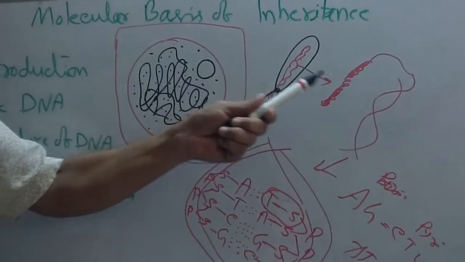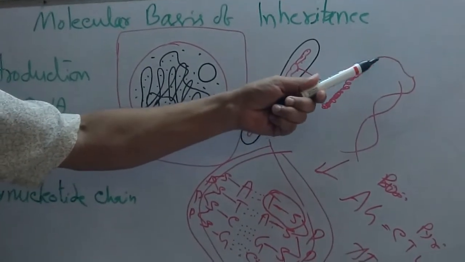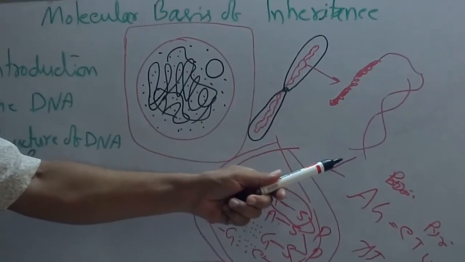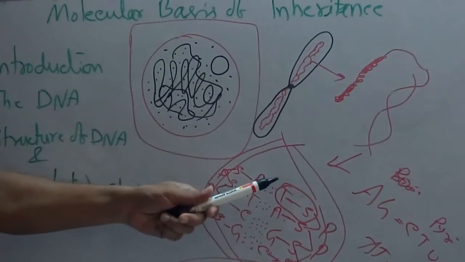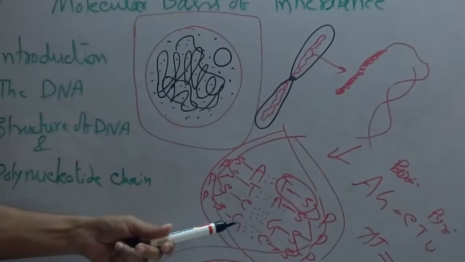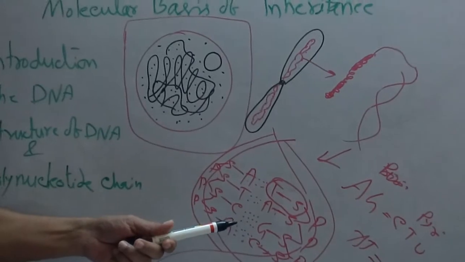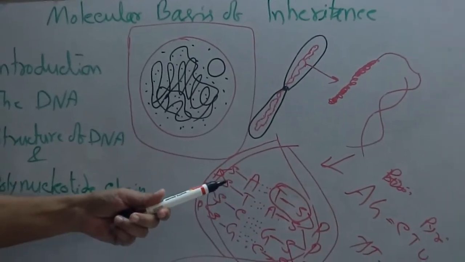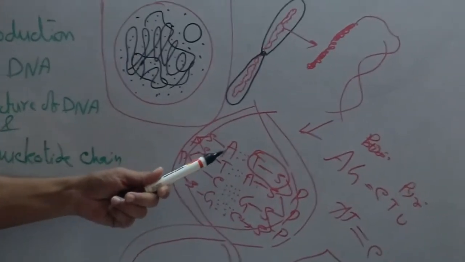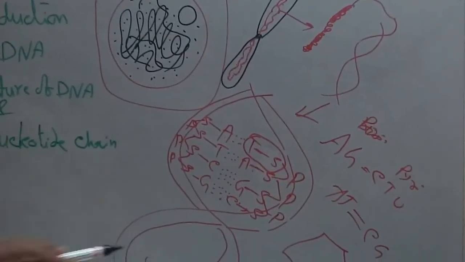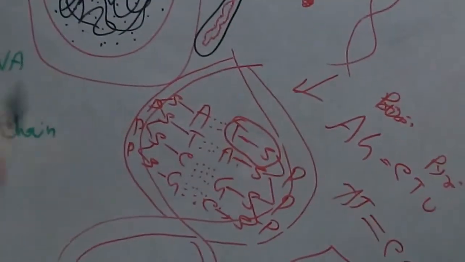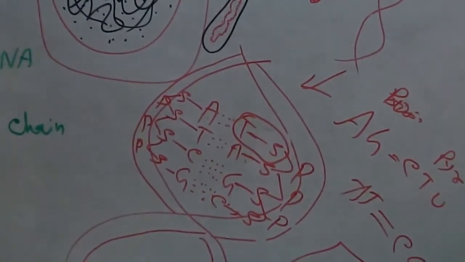After that, if you extract a thread, then it is like this. When we study the structure of DNA, it will look like this. You already know it from your previous class, that means class 11. So this is for your general idea. We know that within a helix there are so many nucleotides. So what are nucleotides and nucleosides?